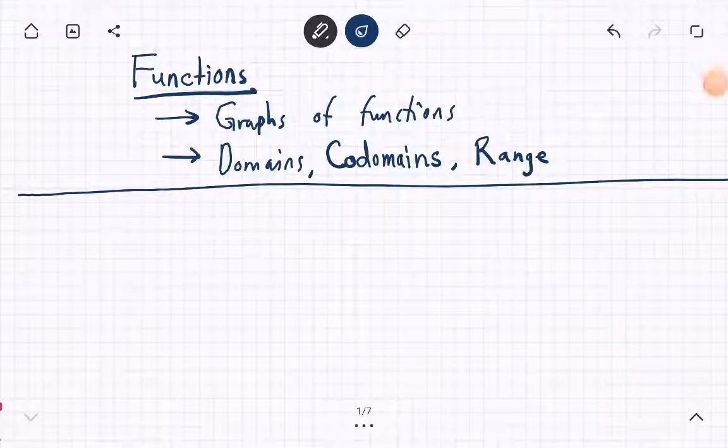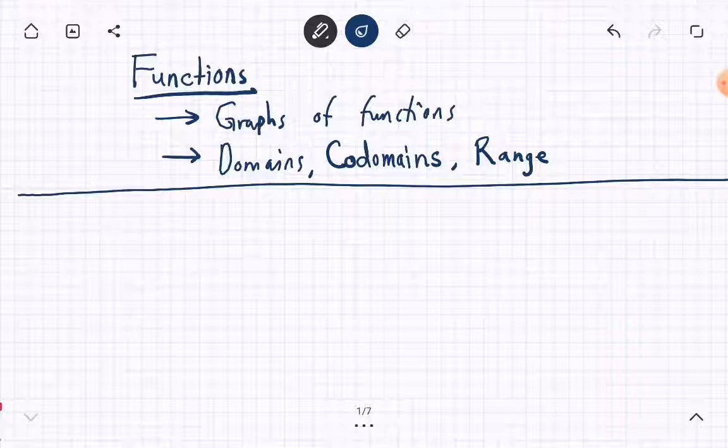Alright, so today we're going to do two things. One is graph of functions, domains, codomains, and range. I think in the last class we did expressing relations, the three different ways of writing relations, as well as what discrete and continuous functions are. So today we are going to look at these two things.